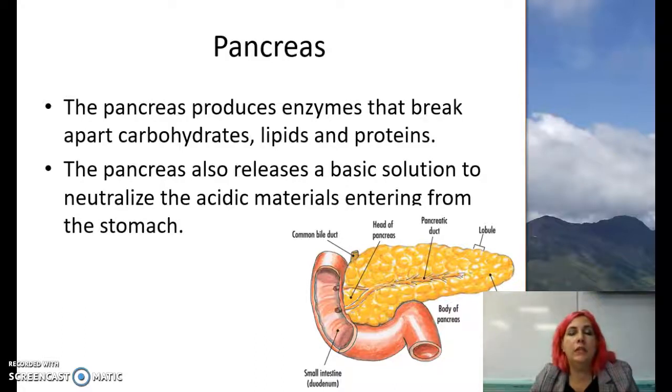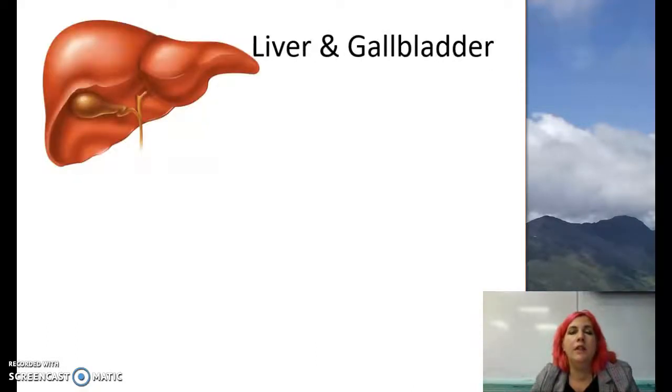So we actually have the material that comes in from the stomach that's highly acidic, with a pH of about 2. And then we have the pancreas, which releases a basic solution, which is about a pH of 8 or 9. And then we get a solution in the small intestine, which is slightly basic. Then the liver and gallbladder.